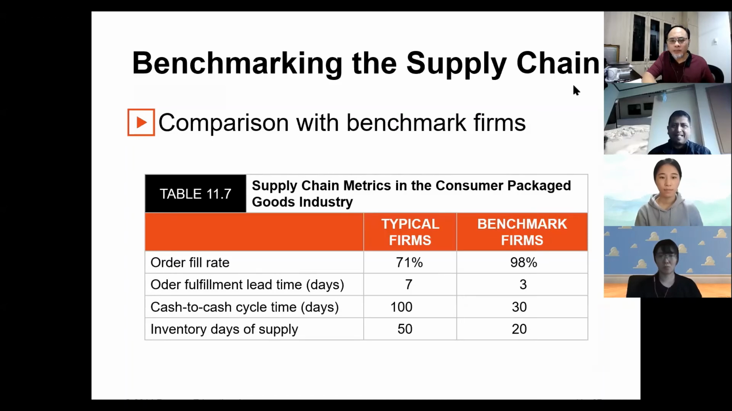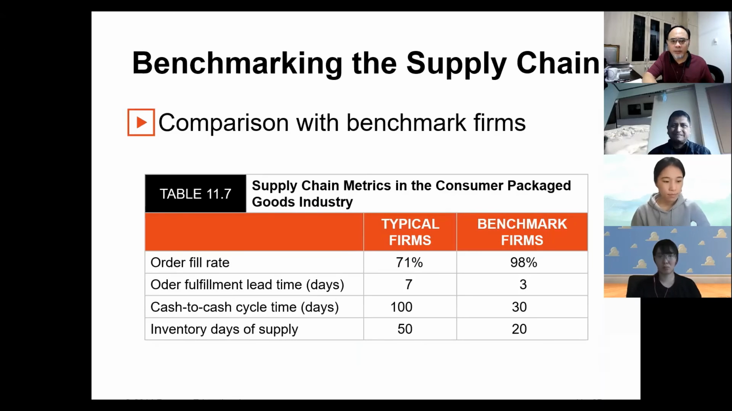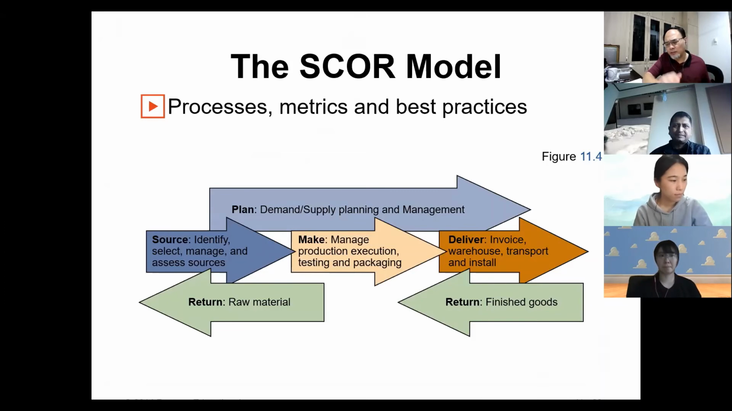So this is the final part, benchmarking the supply chain. You can compare with benchmark firms: your order fill rate, your order fulfillment lead time, cash to cash cycle, inventory days of supply. So you have this so-called SCOR model. It's not being explained in detail. You can browse the Supply Chain Council website.